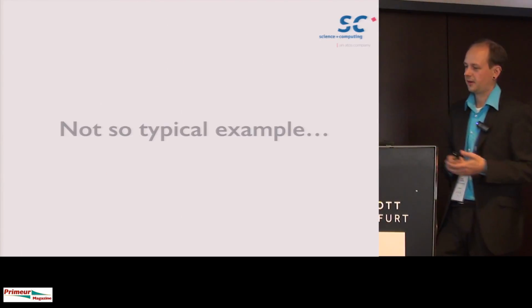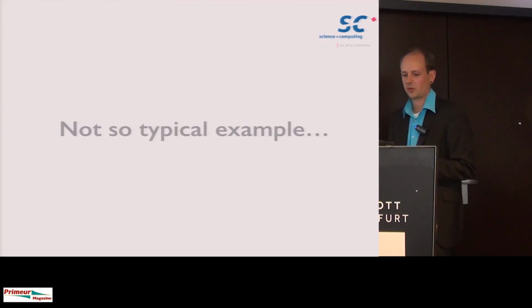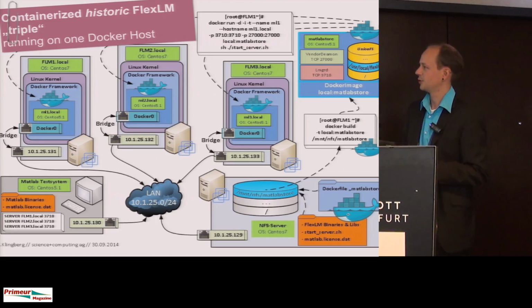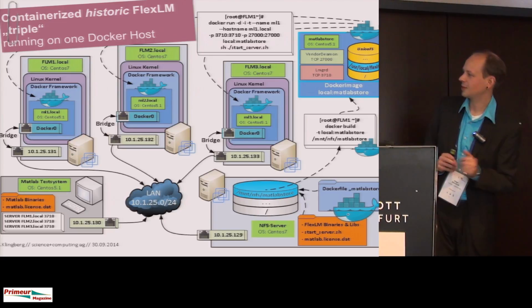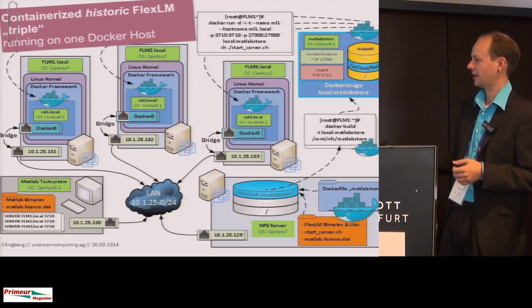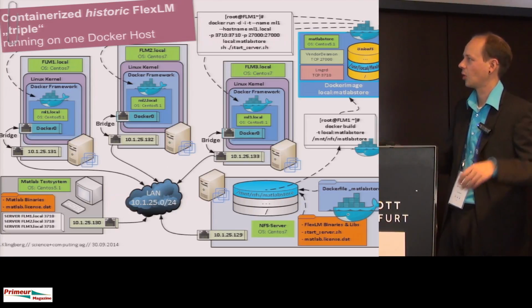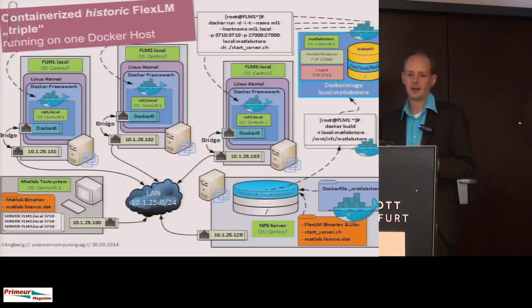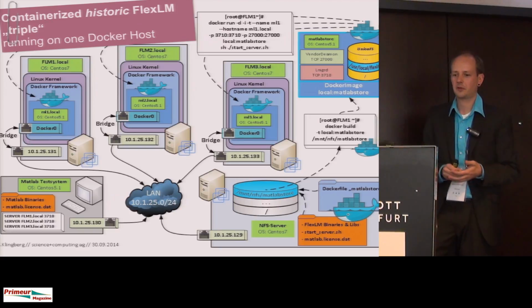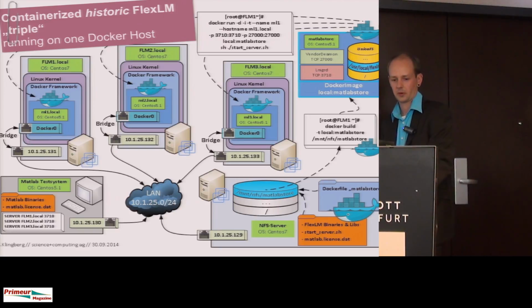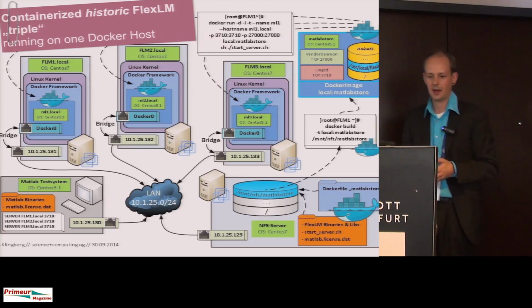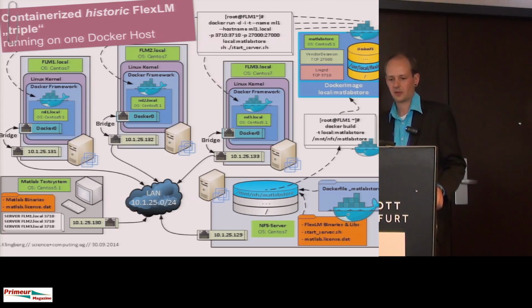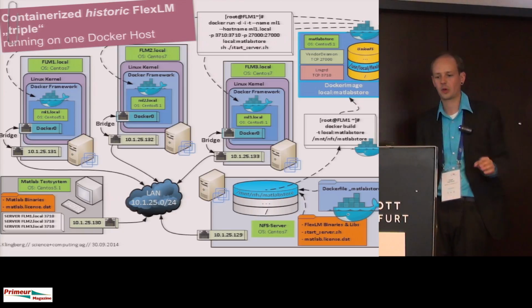So, one not so typical example with this legacy hell. Don't get scared. Actually, it's quite simple, and I chose this picture because it contains all the fancy buzzwords we learned, like Dockerfile and so on. The point is, we had to containerize a historic FlexLM license server. It's just an example of a legacy dependency from hell. So don't get scared by the complexity; in fact, it's really simple.